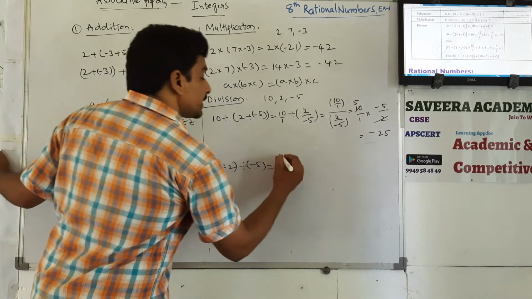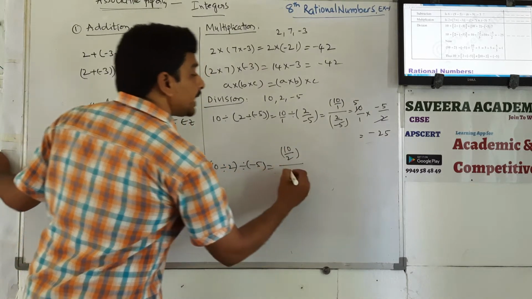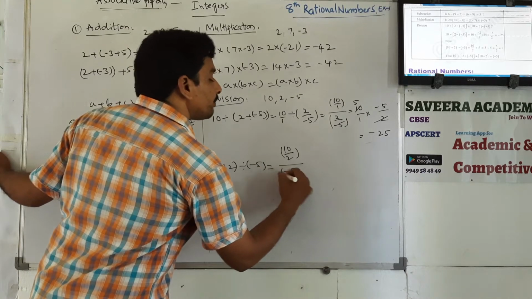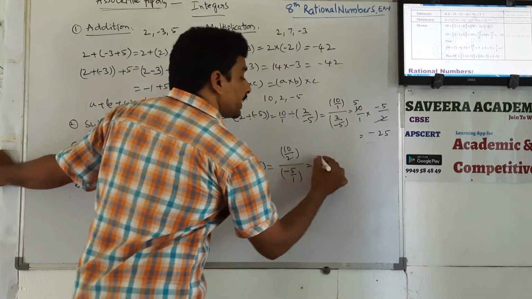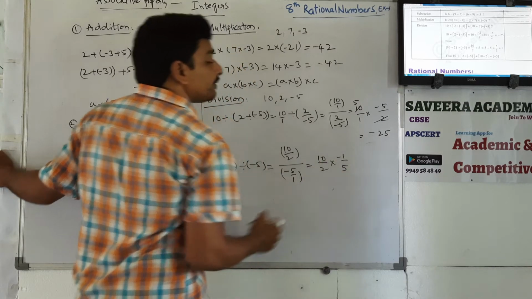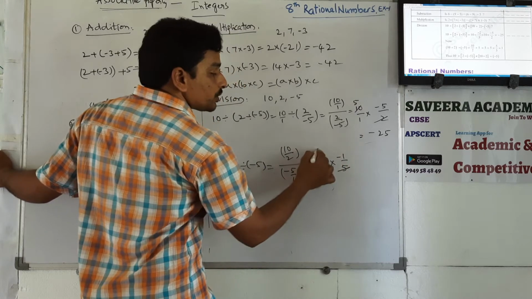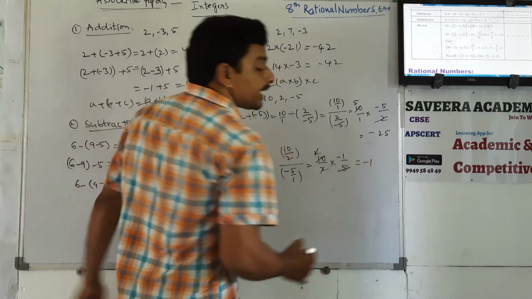So how do you write this? 10 by 2 divided by minus 5 can be written as minus 5 by 1. So this can be written as 10 by 2 into minus 1 by 5. Minus 1 by 5. Here see 5 2 times goes. 2 cancel. You will get minus 1.